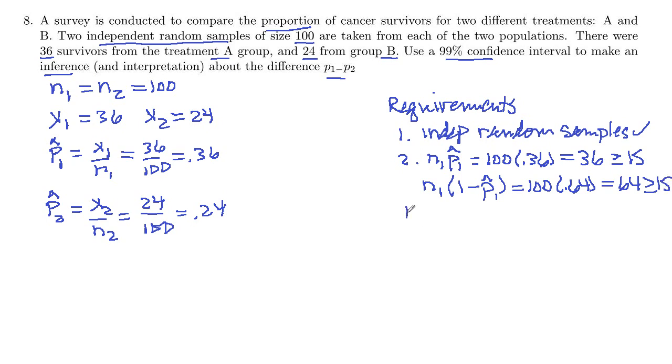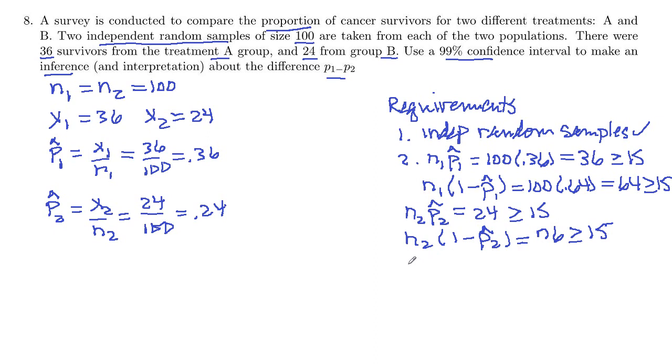And then same thing for P2, for population 2. So N2 P2 hat will be 100 times 0.24, which is 24, and that's greater than or equal to 15. And then N2 times 1 minus P2 hat will be 100 minus 24, which is 76, and that's greater than or equal to 15. So that's your third condition.